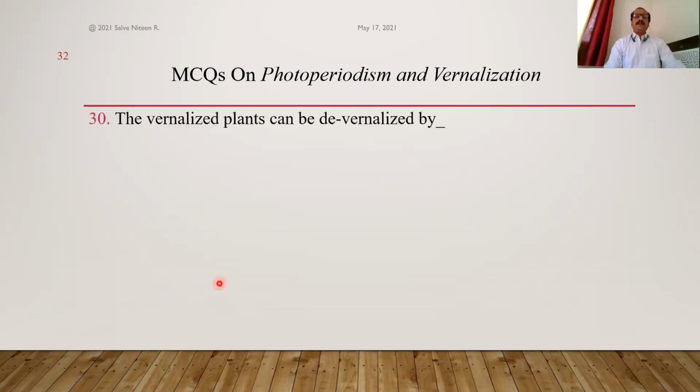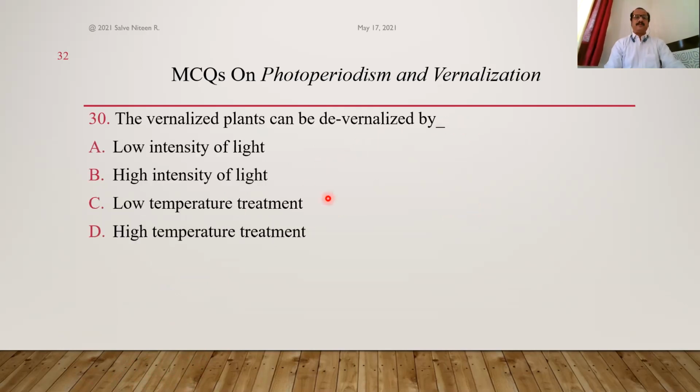The vernalized plants can be de-vernalized by which treatment? Low intensity or high intensity of light, low temperature treatment, or high temperature treatment. We know vernalization means low temperature treatment. If low temperature treatment is given, the plants are said to be vernalized. But if that treatment is immediately followed by high temperature treatment, then these plants are said to be de-vernalized. So here the answer is high temperature treatment. D is the right answer.